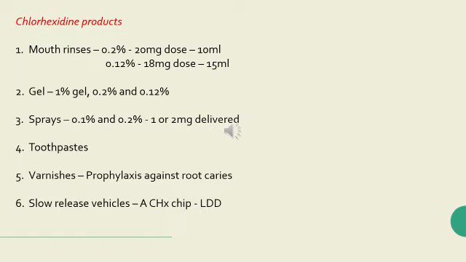Varnishes, of course, for prophylaxis against root caries, and slow release vehicles, that is local drug delivery, the Chlorhexidine chip. All of you know the Perio chip, which is a Chlorhexidine delivery chip. Now let me tell you the reason why exactly the toothpaste form was not very feasible.